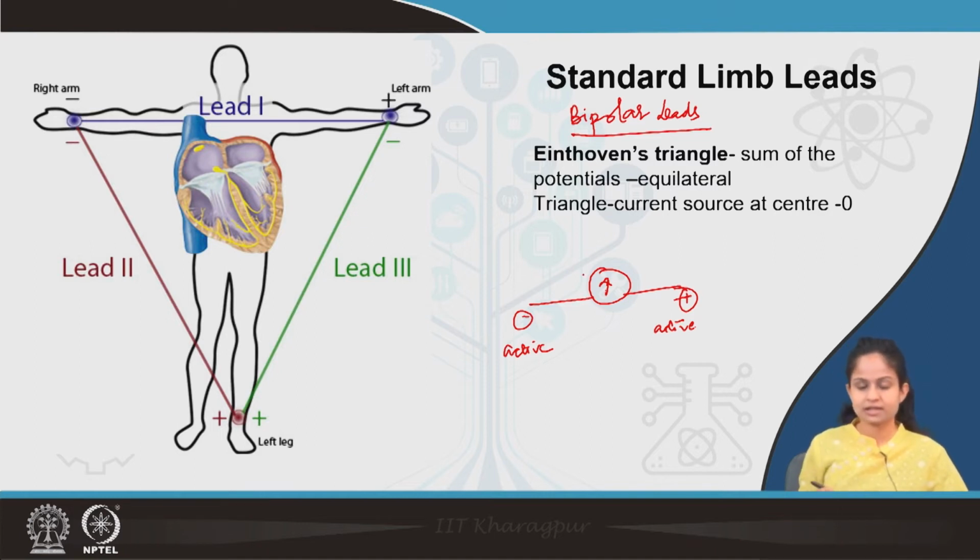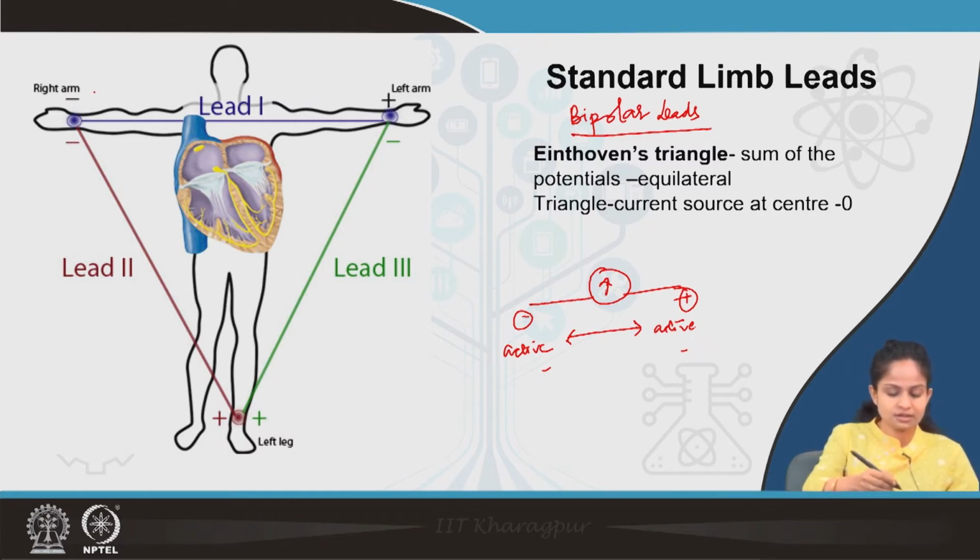and the lead which is constituted by these 2 electrodes will measure the potential difference across them, which means both electrodes are active in bipolar leads. They are recording some voltage, and the lead will calculate the potential difference between these 2 electrodes. In this way we have 3 leads, that is lead 1, lead 2 and lead 3. How these 3 leads are connected, we will see.